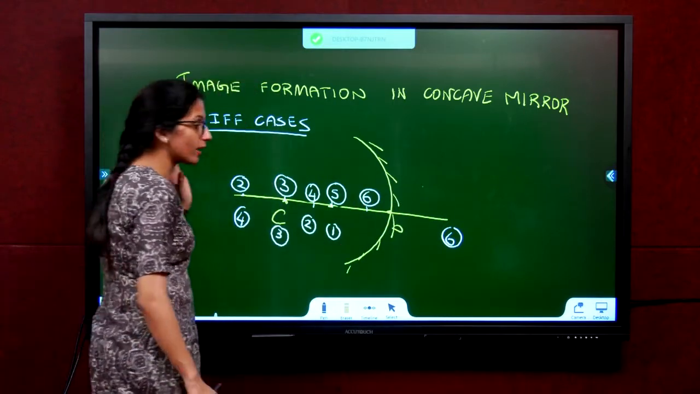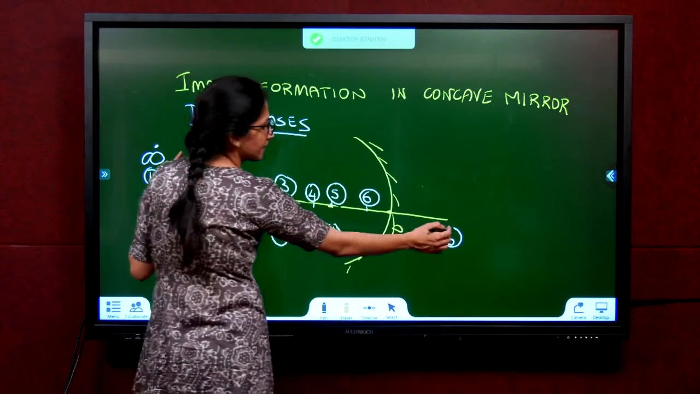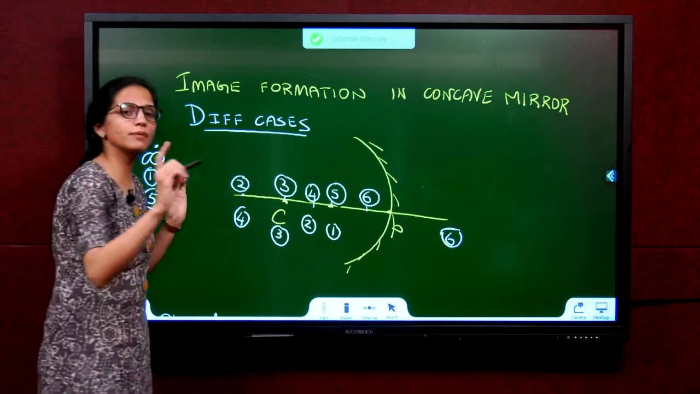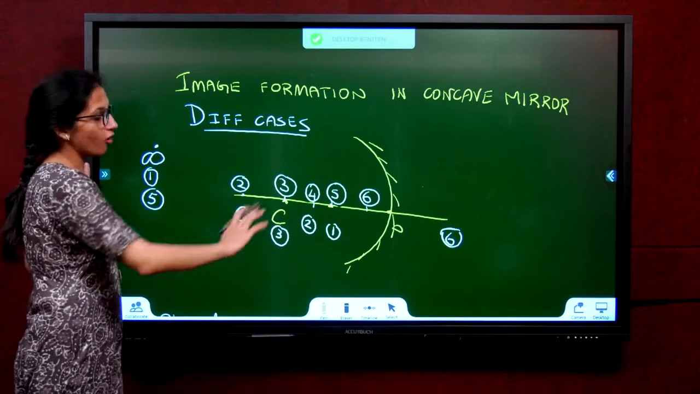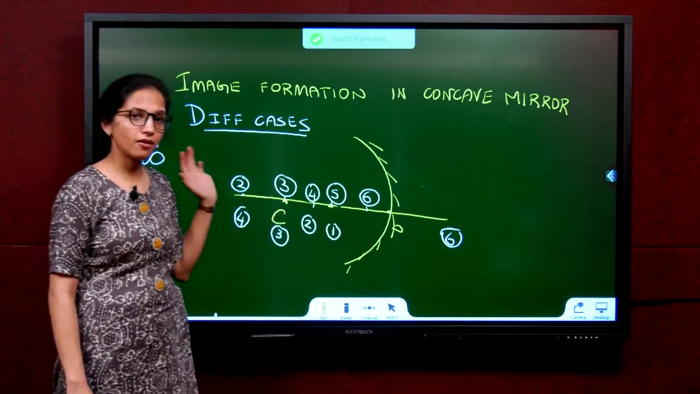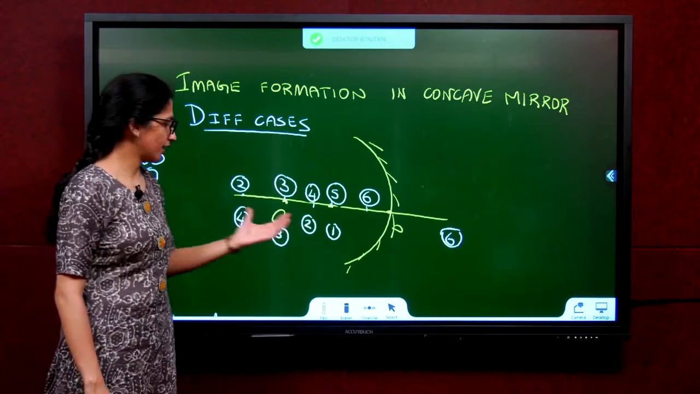Everyone is real and inverted, except the last case in which you have the image behind the mirror. All virtual images are formed behind the mirror. All real images are in front of the mirror. So except the last case, all are real and inverted.